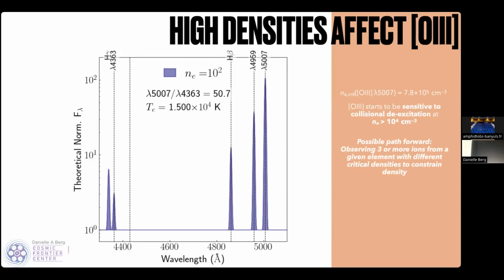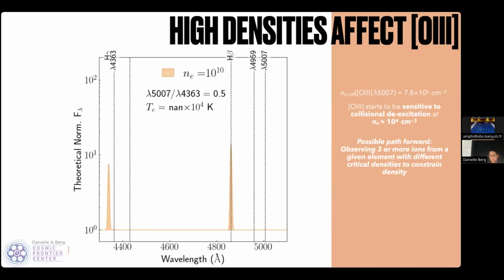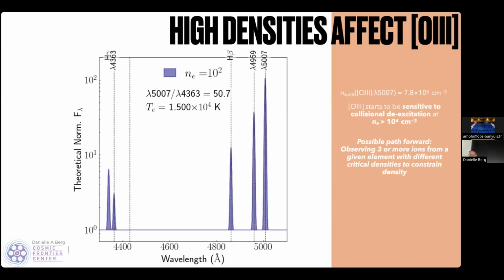So oxygen 3 has a critical density right around 8 times 10 to the 5th. But even at 10 to the 4th, it starts to have a small change. And at 10 to the 5th, it starts to have a big change in what we see, and this then biases the temperature we measure. So you see it starts to drop. It drops a lot. The 4363 has a much higher critical density, so it's not going to drop until later. And so you can see the temperature goes up, goes crazy high, and then it's out of the calibration range.